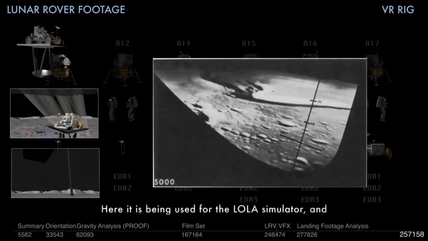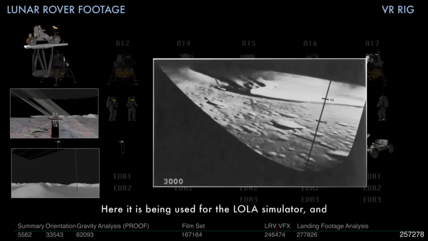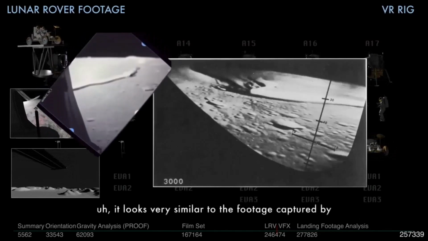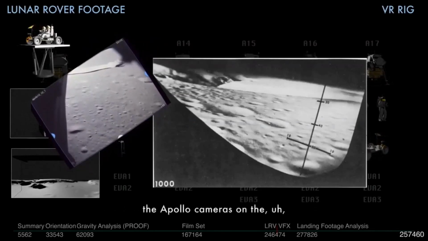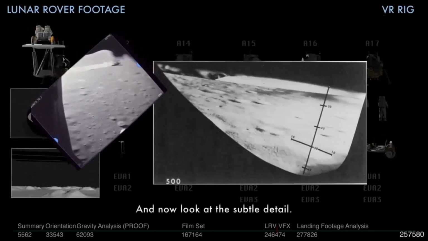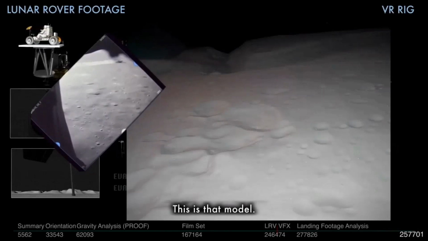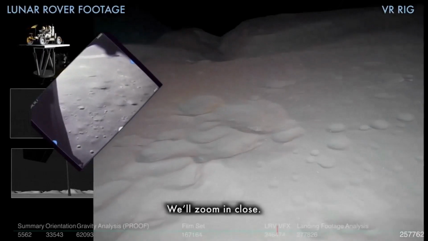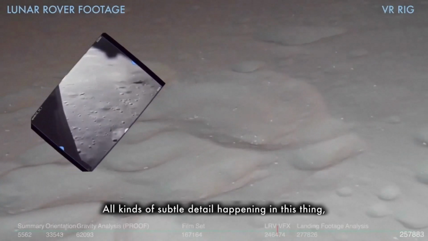See, we're very impressed. But here it is being used for the LOLA simulator, and it looks very similar to the footage captured by the Apollo camera on the official Apollo landing. And now look at the subtle detail. You can see craters and things. We will get close here. This is a model. We'll zoom in close. Look, there are tiny rocks, all kinds of subtle detail happening in this thing.